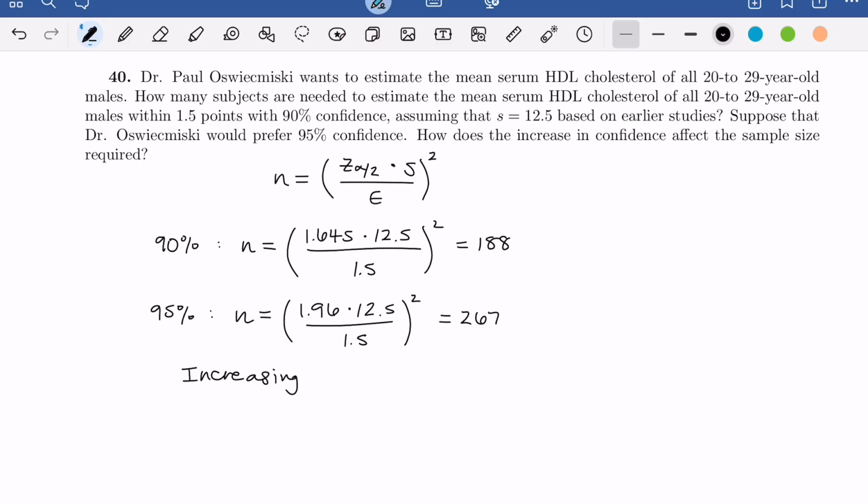So increasing the confidence increases the sample size needed.